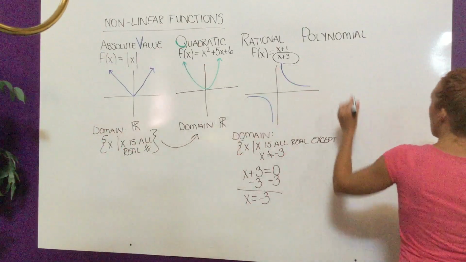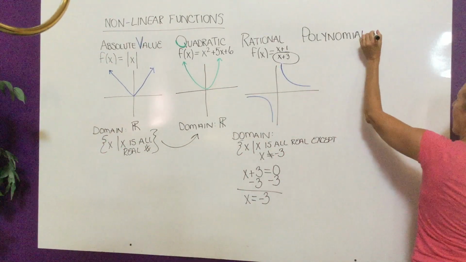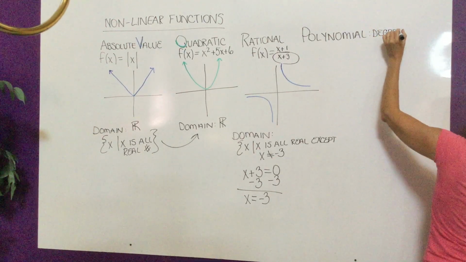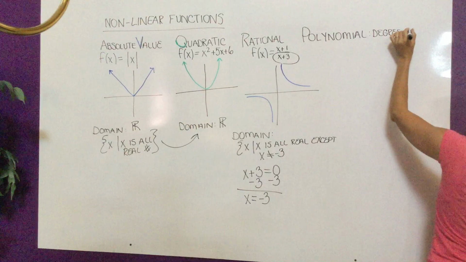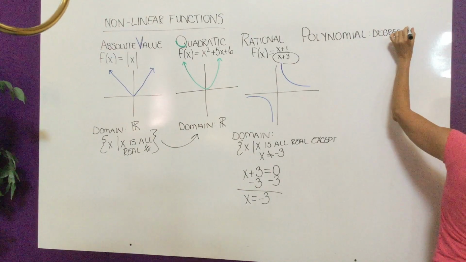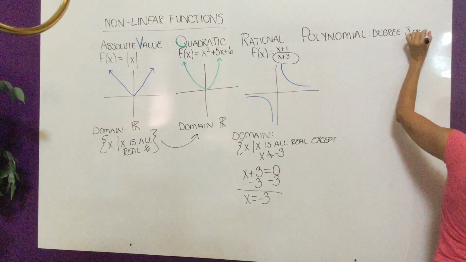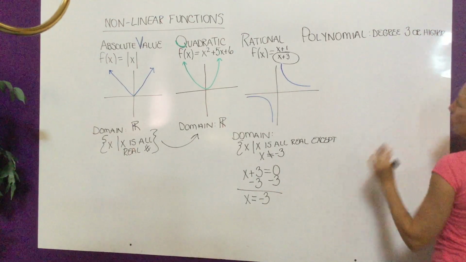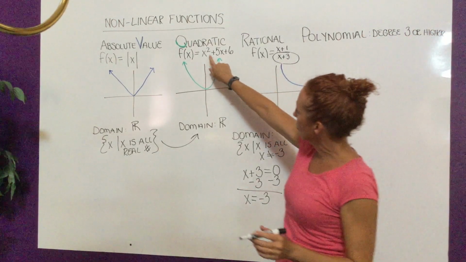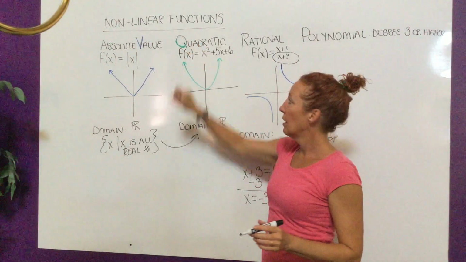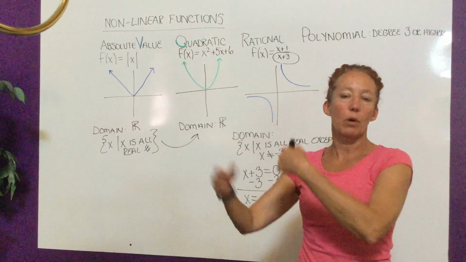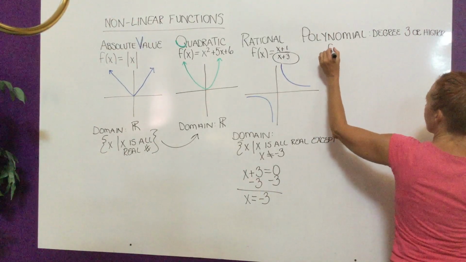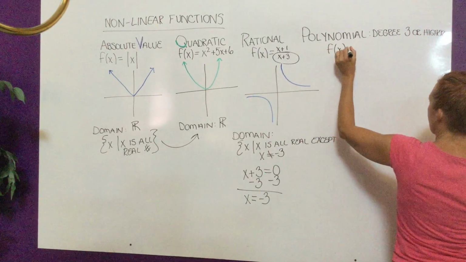All right, a polynomial function has to have a degree, think exponent, of 3 or higher. Why is that? Well, if your degree is 2, it's a quadratic. If your degree is 1, we're back to the linear equation. So a polynomial function might look something like this.